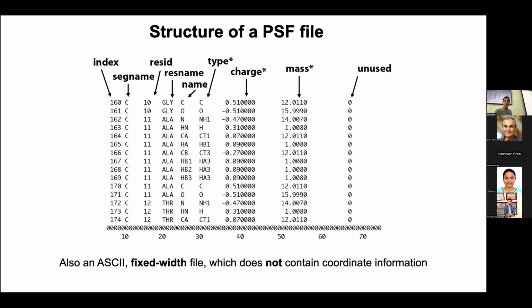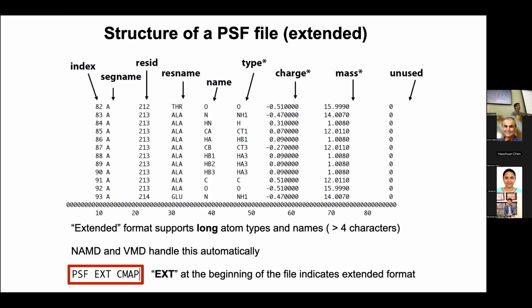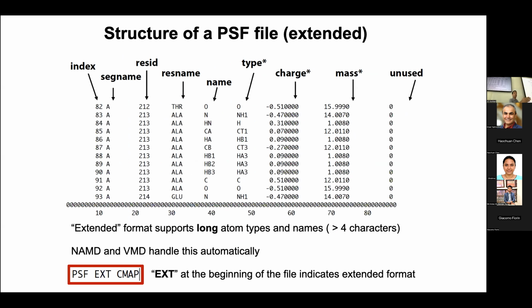But anyway, it's there. Just again, to note, this is not the only form this can take. There's also something called an extended PSF file that essentially just changes the width between the columns, so the amount of spacing, in order to allow for longer records. So in particular, long atom types. So instead of just 4 letters, you can use up to 6 characters for the names. And fortunately, you don't have to actually worry about this. NAMD and VMD will take care of these automatically. So if you have long atom names, VMD will know, okay, I should write an extended PSF file.